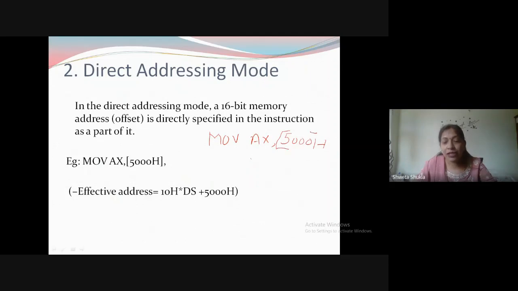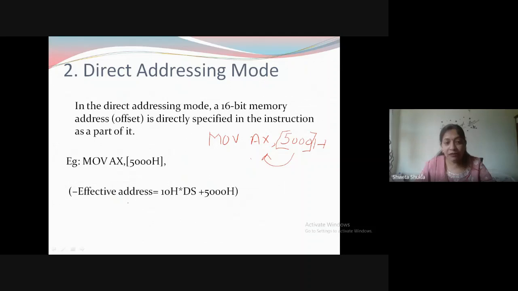Remember, to find out whether it is data or an offset address, you have to keep this 4-digit hexadecimal number in brackets. That shows that this is not data, this is an offset address. Now you can say that this offset address is moved directly to the AX register. So this is called direct addressing mode.